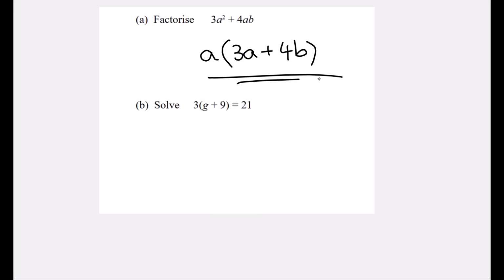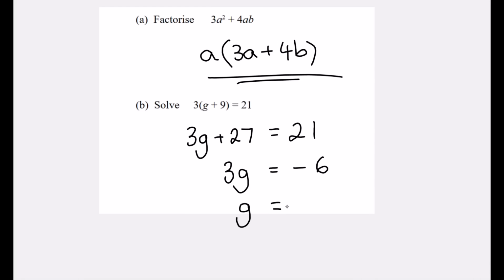Part B, solve. Let's start by expanding the bracket. Expanding means take out of brackets. So 3 times G is 3G. 3 times 9 is 27. Now we need to get G by itself. When we have a solve question, it means find out what that missing unknown is. So I'm going to get rid of a plus 27 by taking 27 away from both sides. And 21 take away 27 is -6. Then I'm going to get G by itself by dividing both sides by 3. Negative 6 divided by 3 is negative 2. So G is negative 2.